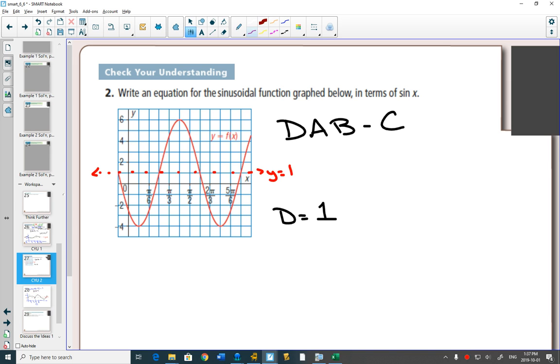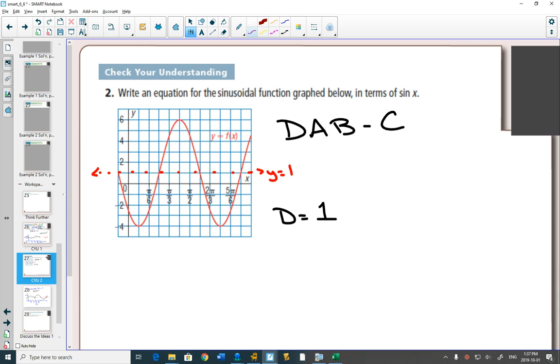And then I'll know that my d value is 1. Well, sometimes you can eyeball it, right? Sometimes you can just sort of say, it looks like 1 is in the middle. If I check it, how far is it to my maximum? I go up 5. How far is it to my minimum? I go down 5. Perfect. It's right in the middle. So sometimes you can eyeball it.